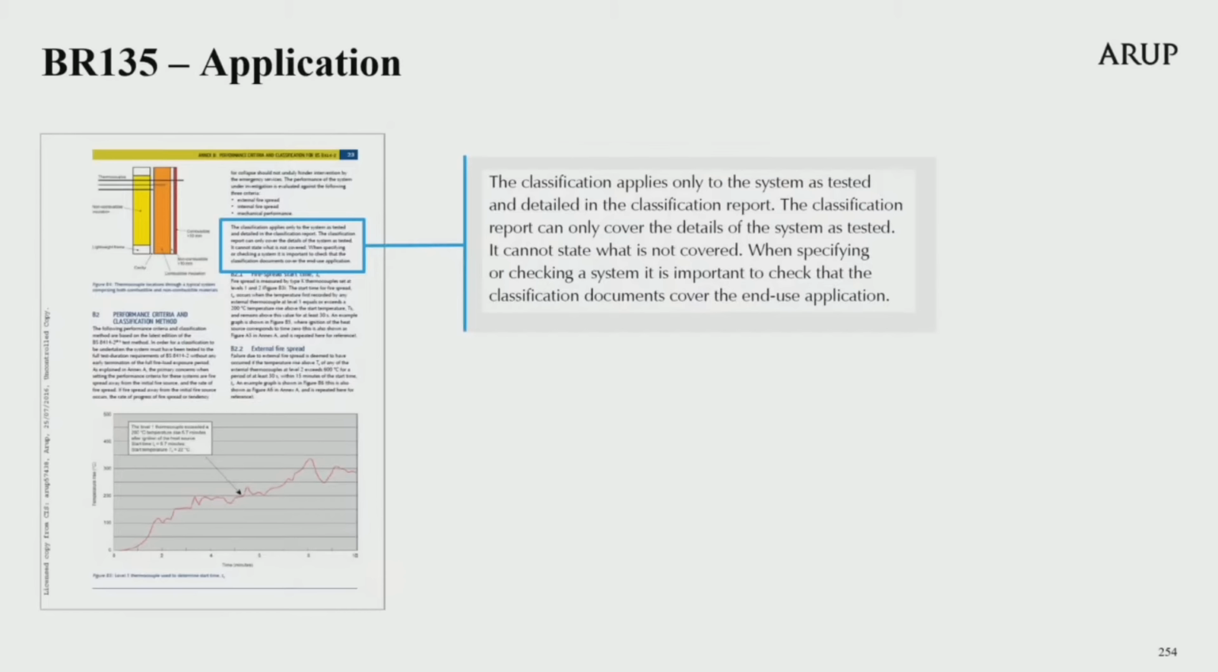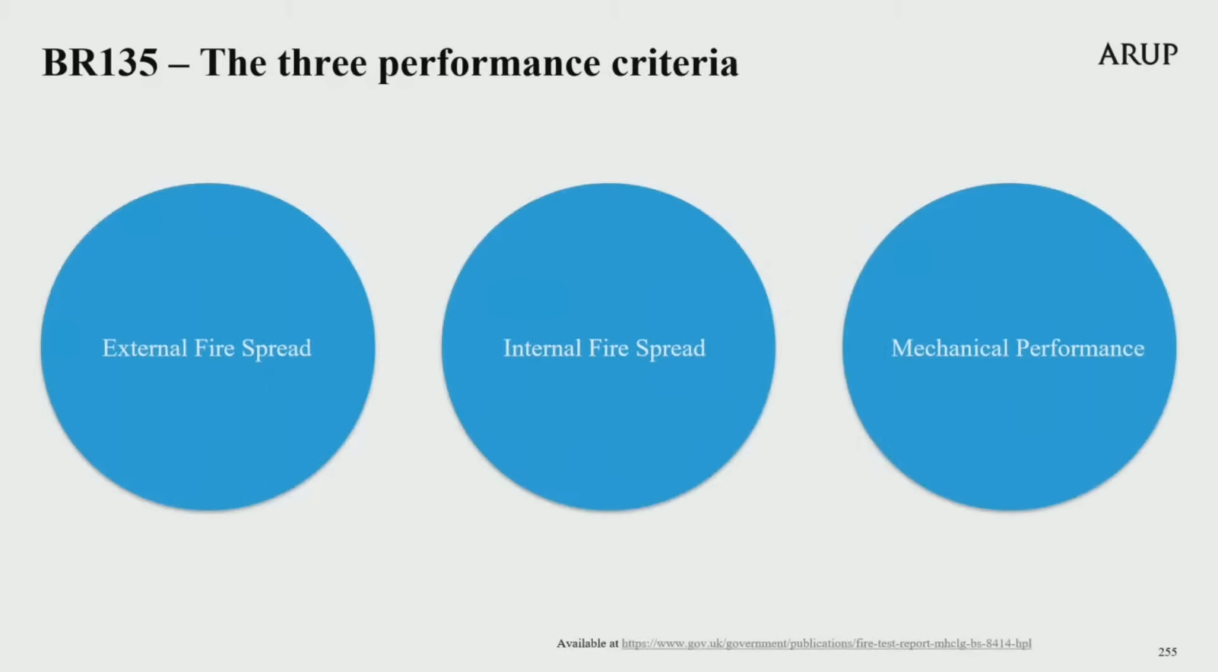BR 135 makes clear the application of its classification only applies to the system as tested and detailed in the classification report. When specifying or checking a system, therefore, it is important to check that the classification documents cover the end-use application. BR 135 focuses on 3 main performance criteria: external fire spread, internal fire spread, and mechanical performance.